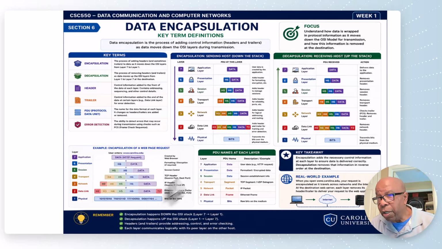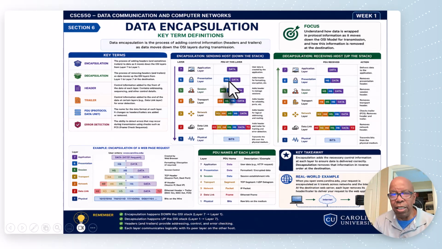When we're talking about encapsulation and decapsulation, we're talking about the layers of OSI, the 7 layers. I've got the data here at the presentation layer, and I'm putting it in a presentation envelope. When I pass it down to the session layer, I'm going to add some more information and put it in the session layer envelope.